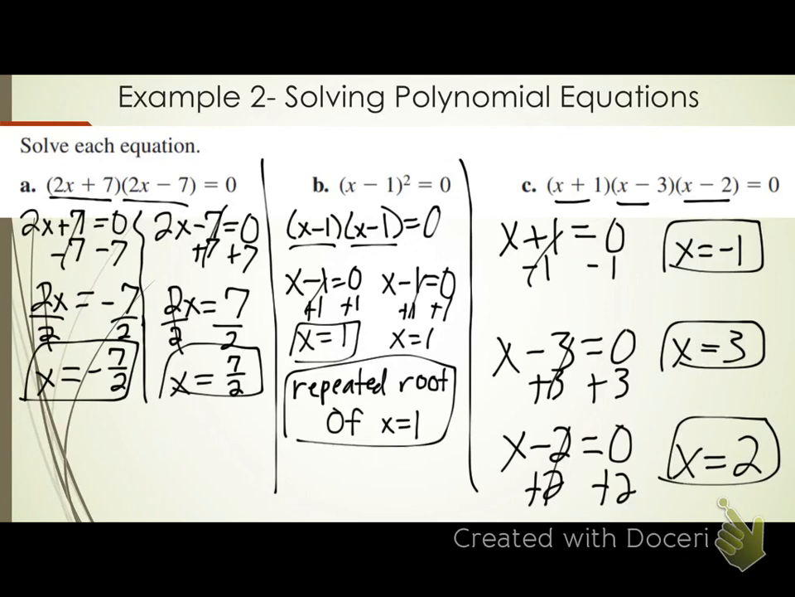Do I have any repeated roots? Nope. So I've got 3 solutions here. X equals negative 1, 3, and 2. If I plug each of these in, I will get 0. Okay? How do we feel about the zero product property? If I've got 2, 3, 4 things, 5 things being multiplied together, and they equal 0, I'm going to take all of my factors, set them equal to 0, solve all my little equations. Okay? Does that make sense?